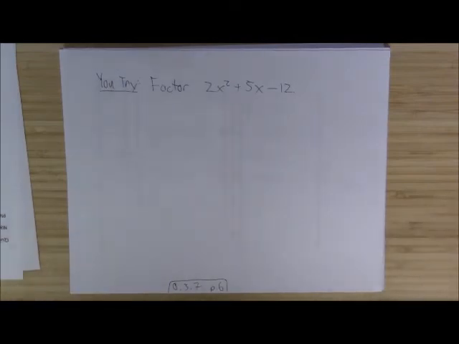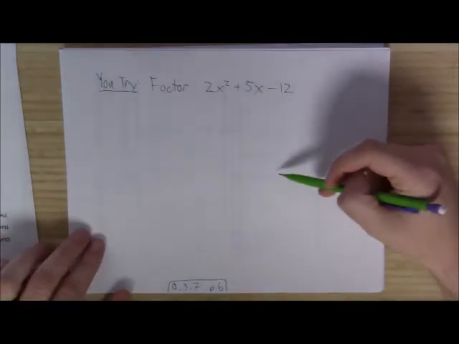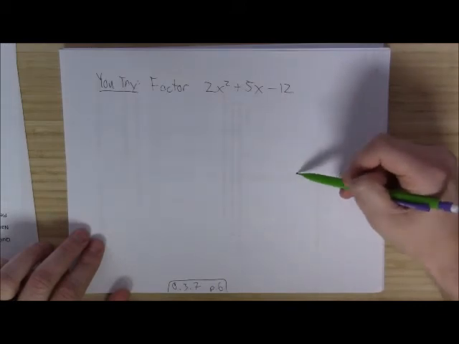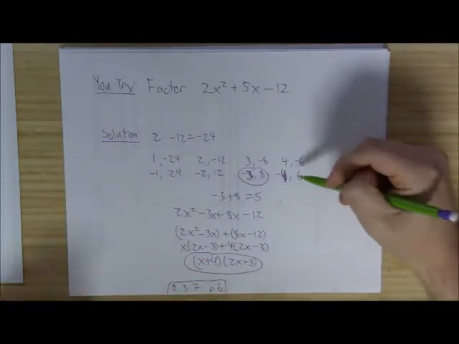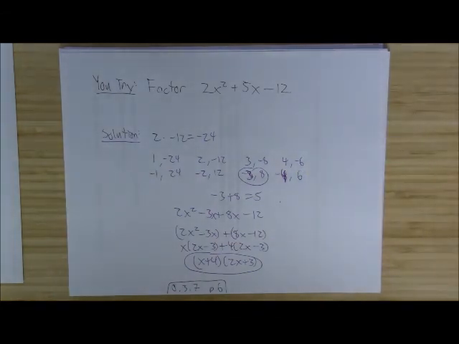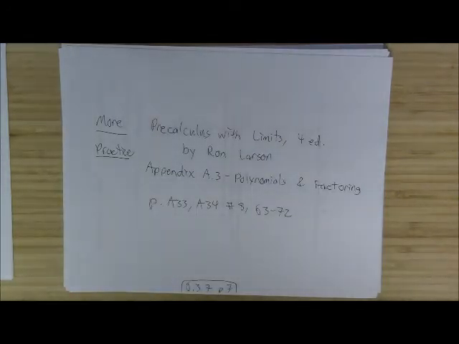On the count of 3, I'll reveal the solution to this. 1, 2, 3. So what we notice here is that there's a somewhat easier, still a little tedious, but easier way than just trying to guess to factor a trinomial. For more practice in grouping and factoring by grouping, be sure to see the textbook pages A33 and A34, numbers 8 and then 63 through 72.